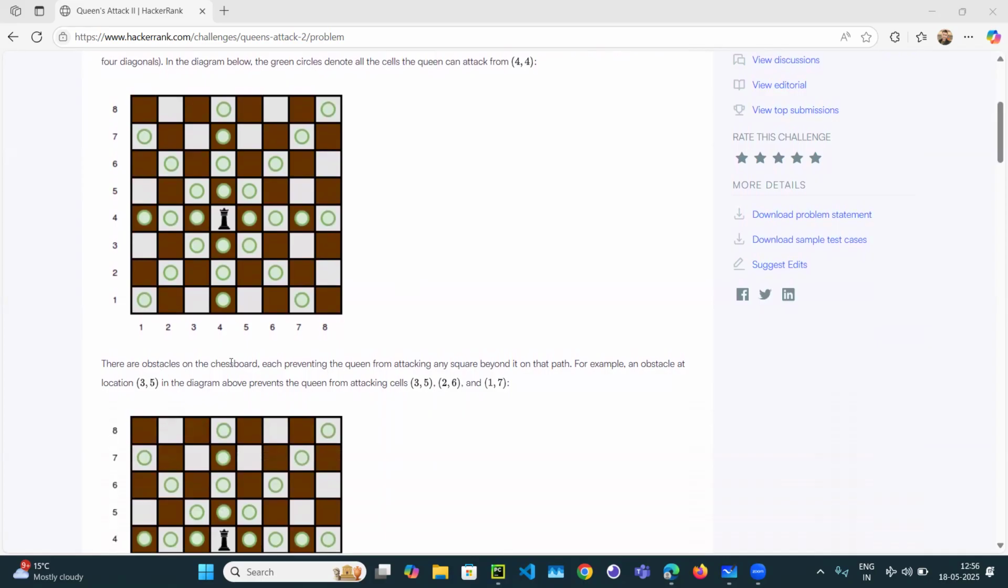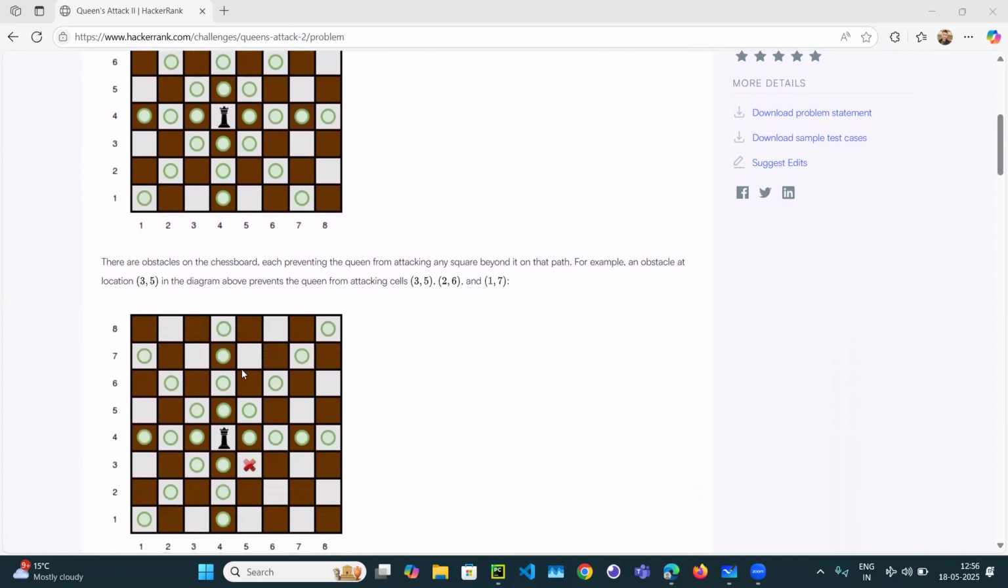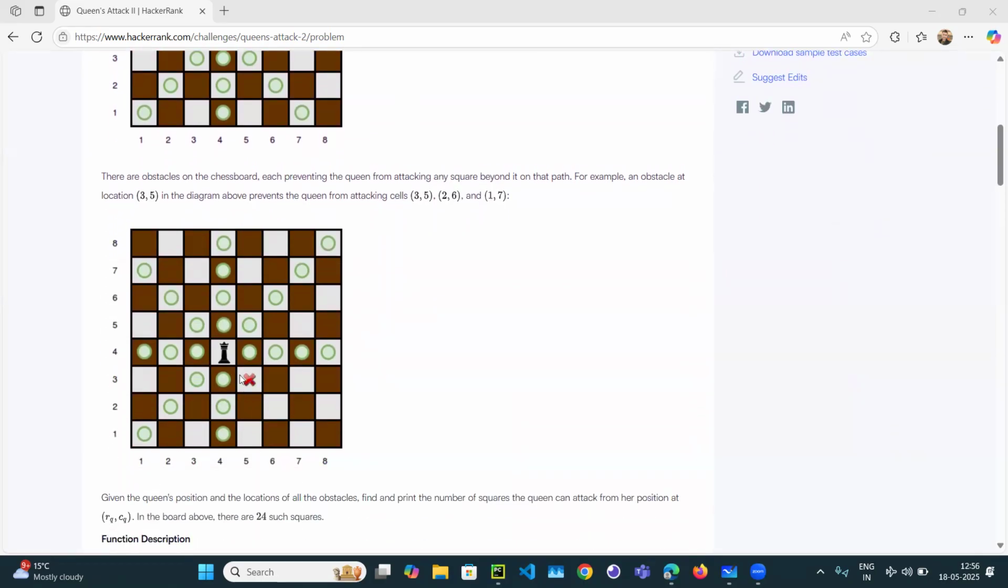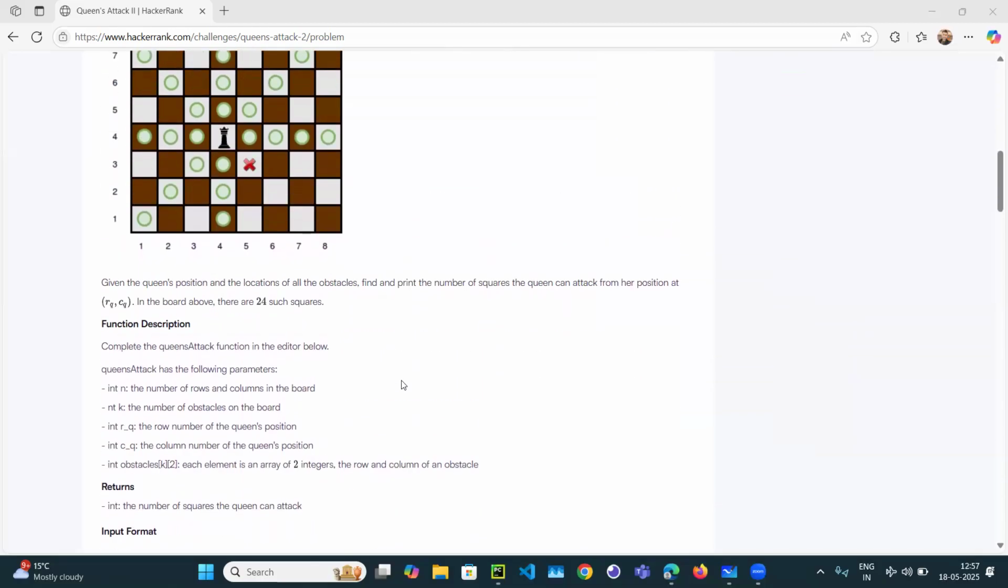These are the obstacles. There can be obstacles, and the cross is the obstacle. If there is an obstacle, the queen can't move further. So the queen can attack left, right, top, bottom, top left, top right, but not in this direction beyond the obstacle, right? And you need to return that.